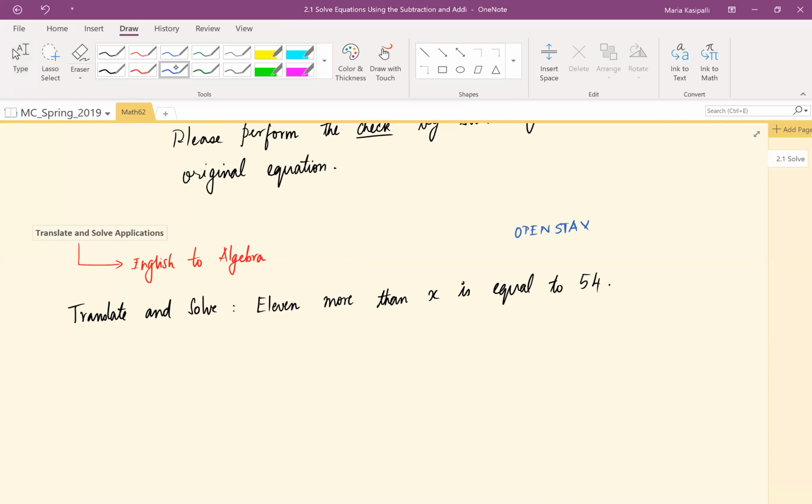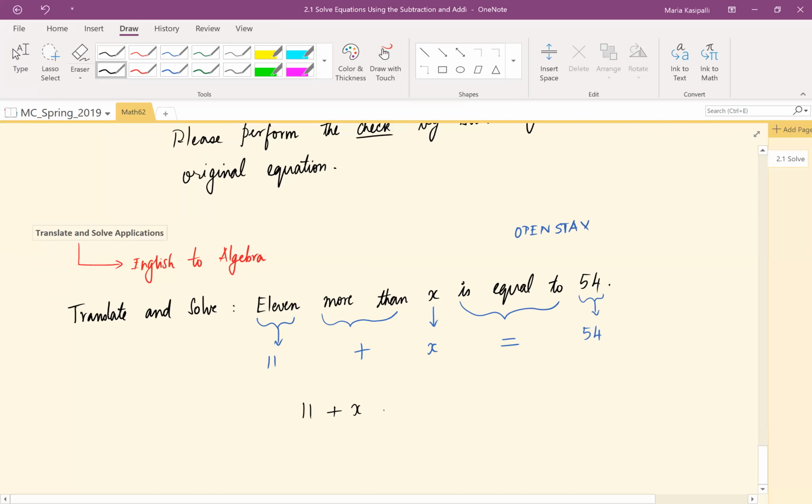Okay, we're going to do word-by-word translation. 11 is 11. Again, if you were tracking the translation in the book, more than means plus. Well, x is x. This language is equal to, that means equal sign. 54 is 54 itself. Look at that. Just like that, we translated what was in words into math.